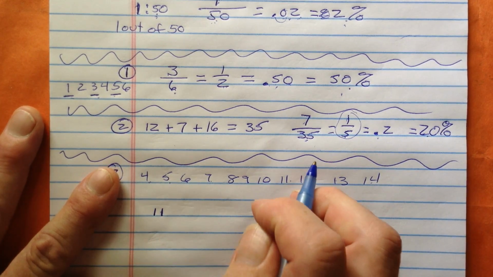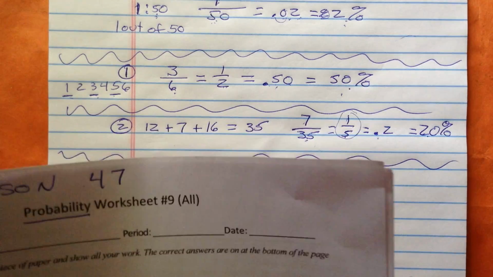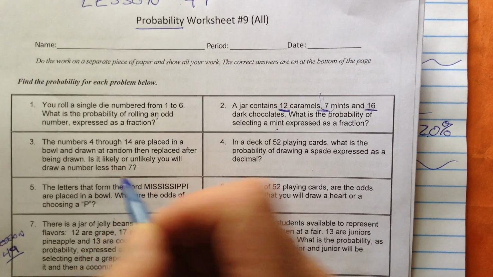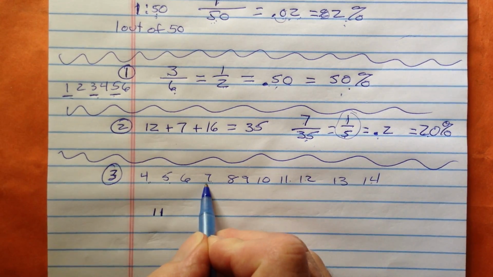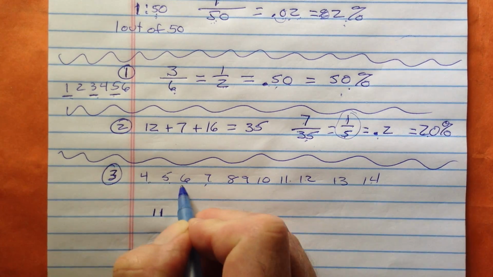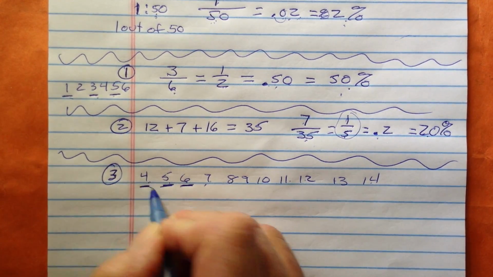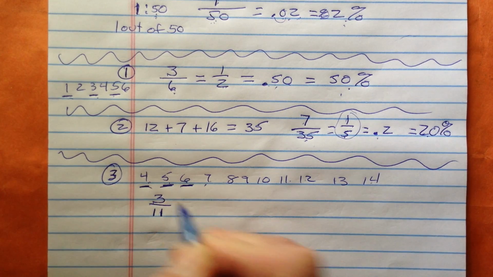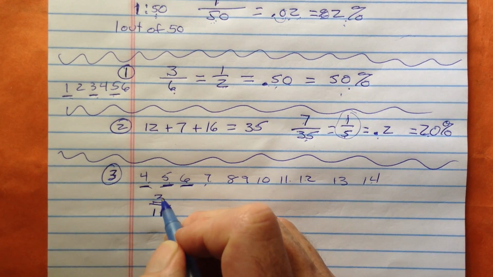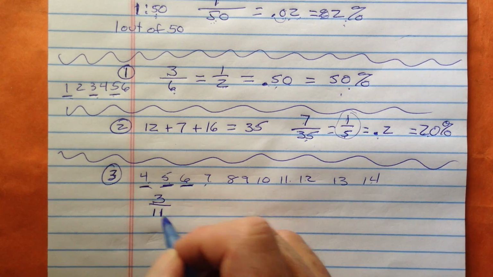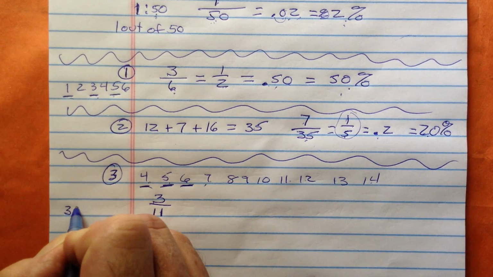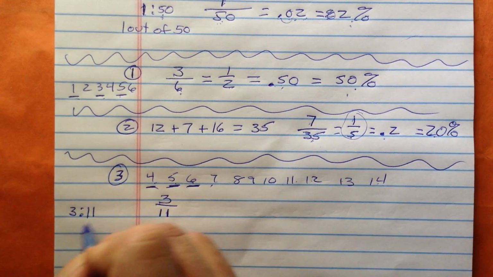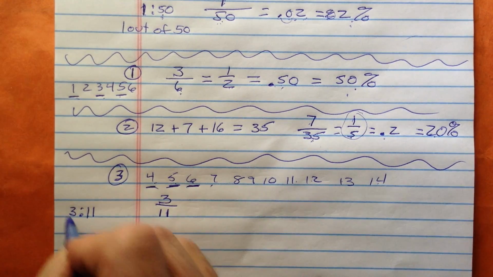Okay, and what are the chances? Let's see, it says, what are the chances of pulling a number that's less than 7? So I can't include 7. It has to be less than 7. So what's the chance of pulling a 4, 5, or a 6? Out of the 11, I've got 3 favorable possibilities. So as a fraction, it would be 3 over 11. Or as a ratio, 3 out of a possible 11, or 3 out of 11.